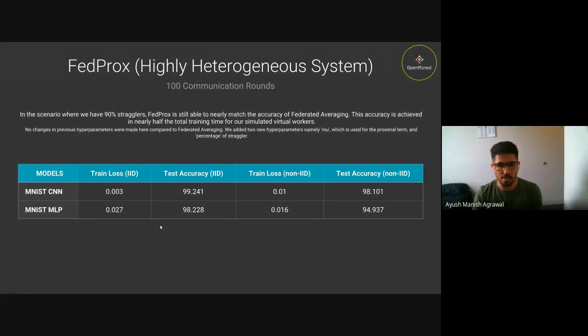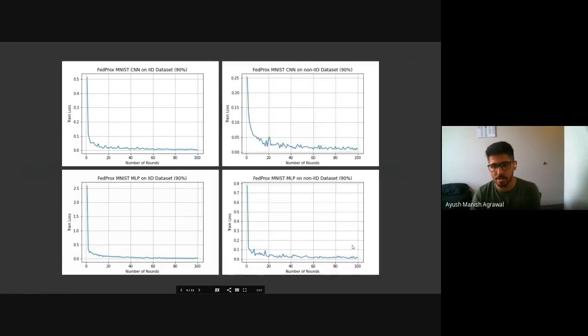And the interesting thing was we used the exact same hyperparameters from federated averaging in FedProx and just added the hyperparameters required by FedProx, and we still did approximately the same as federated averaging in less time. So that was a very interesting result, and I was not really expecting that from what I read in the paper. But I guess we're going to do some more experimentation and see, is there a scenario where FedProx doesn't really work?